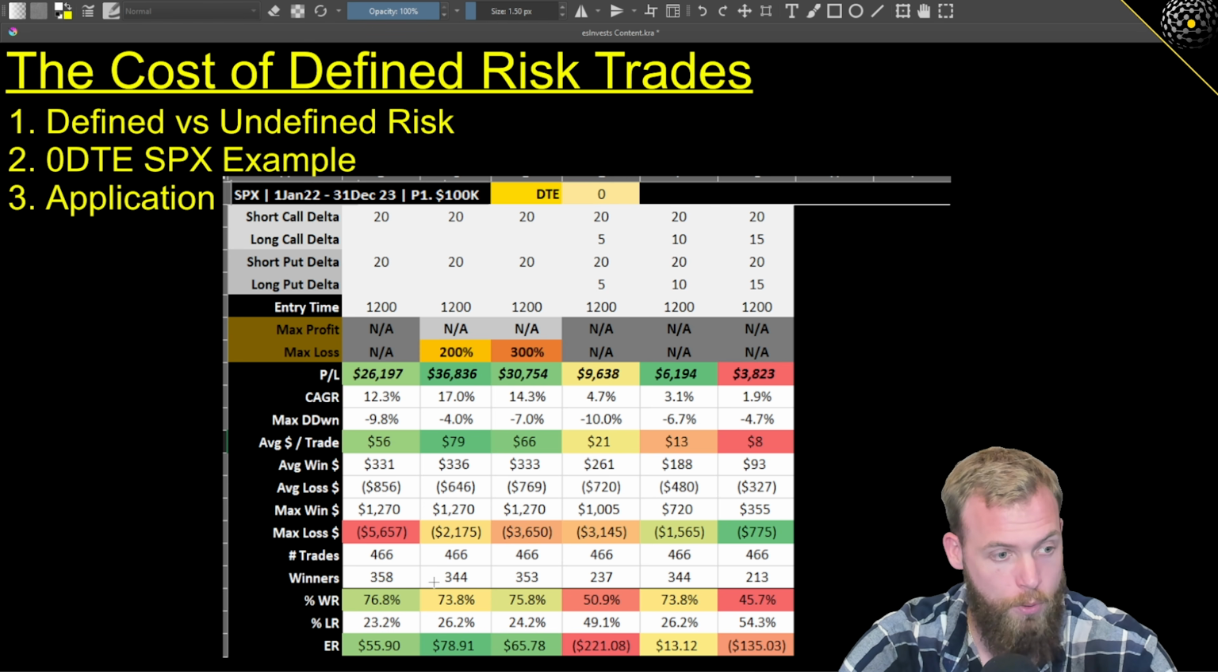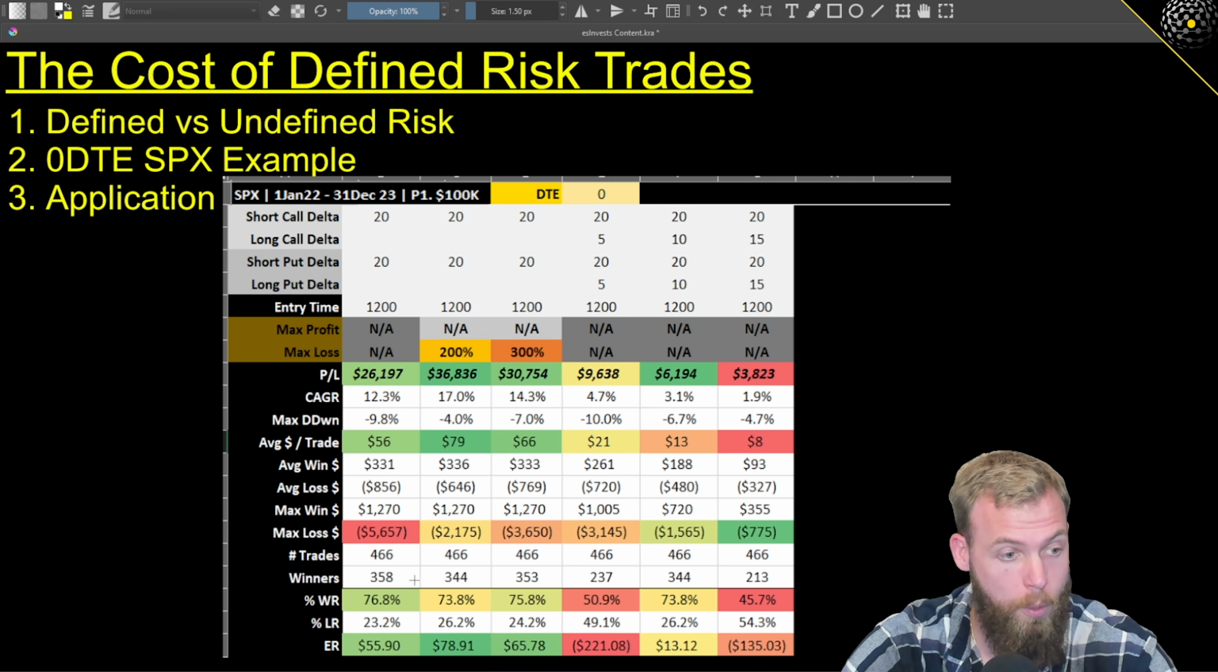Then if you take a look at the number of winning trades in this scenario, there's 344. So what this is telling me is that the difference between these two conditions is 14 trades that would have been profitable that we cut off using this max loss. You generally want to avoid that.